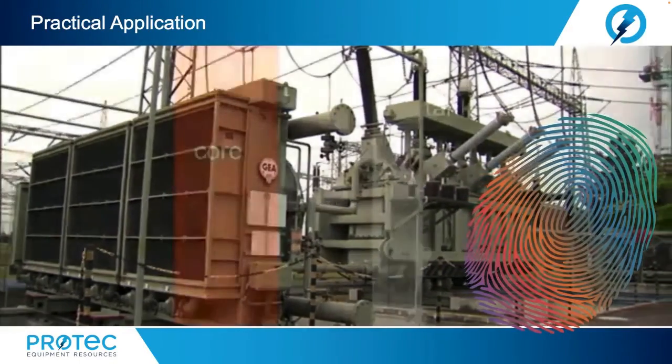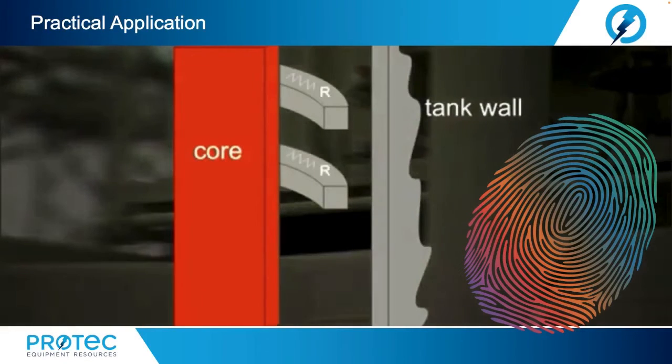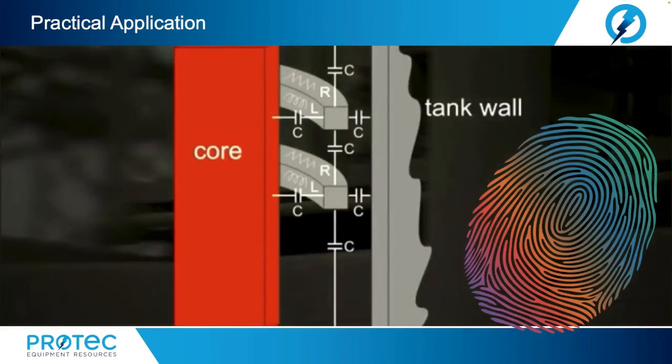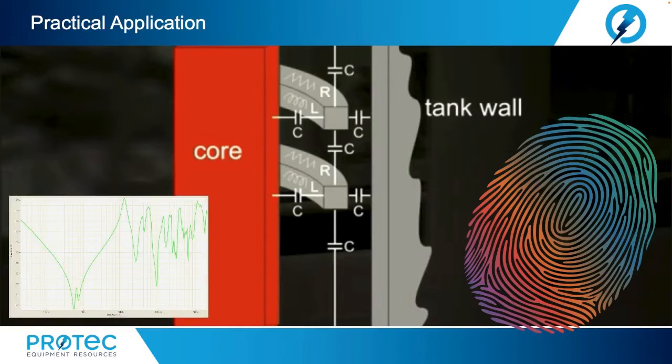Now let's look at some practical application. In a standard application, a fingerprint reference curve for each winding is captured when the transformer is new or when it is in a known good condition. These curves can later be used as reference during maintenance tests or when there is reason to suspect a problem. Reference results are preferred but not essential. Results from a sister unit from the same manufacturer may serve in their stead.